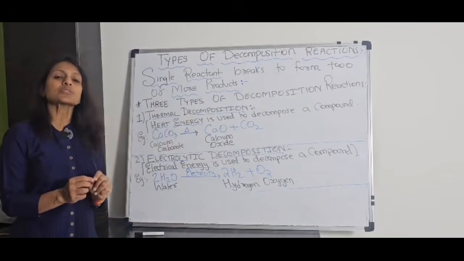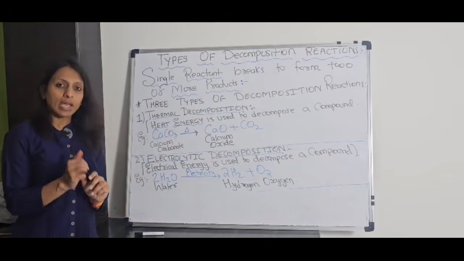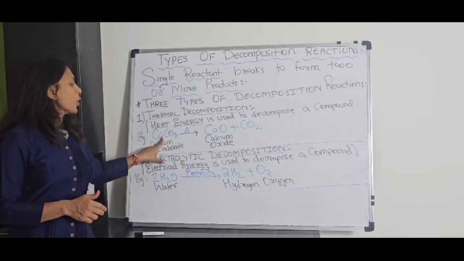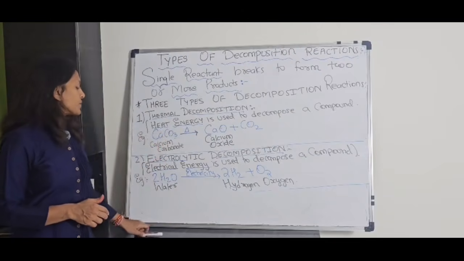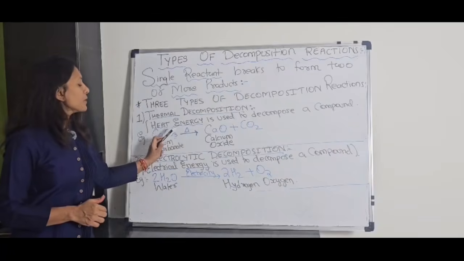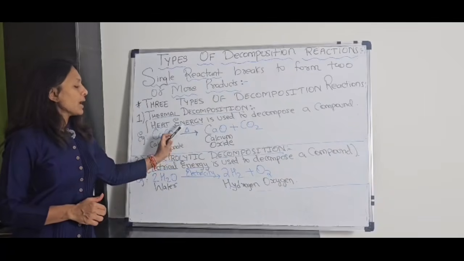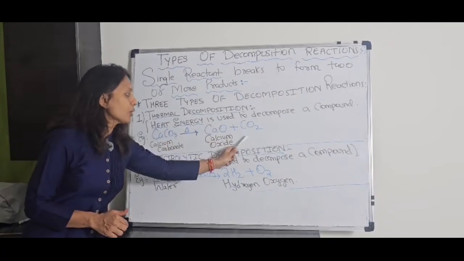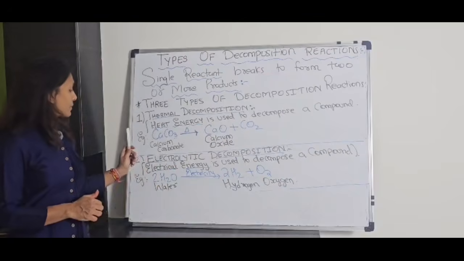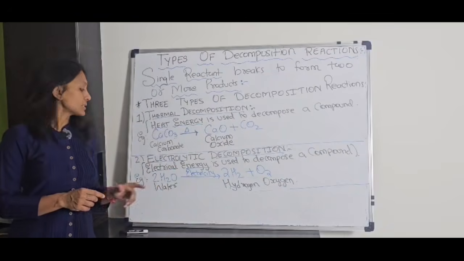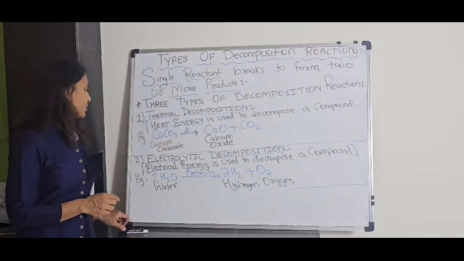One of the easiest examples of the textbook which you can remember for this is the thermal decomposition of calcium carbonate. See, calcium carbonate, which is also called limestone, when it is heated, it will decompose into calcium oxide and carbon dioxide. Okay.